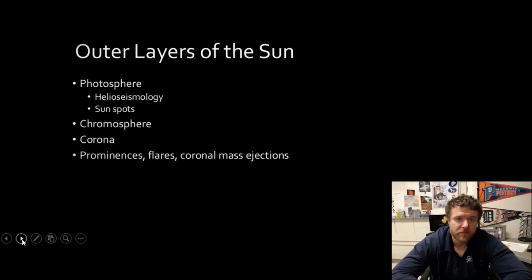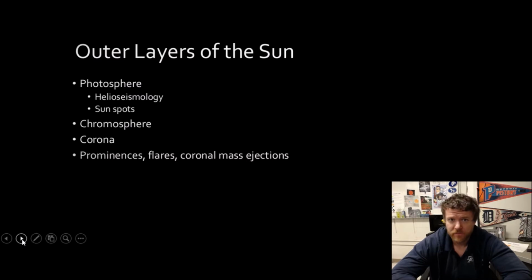You guys wrote down a bunch of information about the different layers of the sun. Really quick, let's go over the top 3 layers from the photosphere out. So the photosphere is where we get helioseismology. It's where sunspots happen, it's where CMEs happen, it's where solar flares happen. Most of the stuff that we see happens on the photosphere.